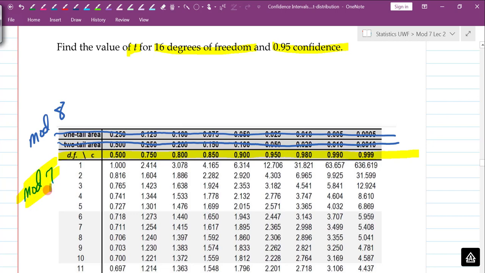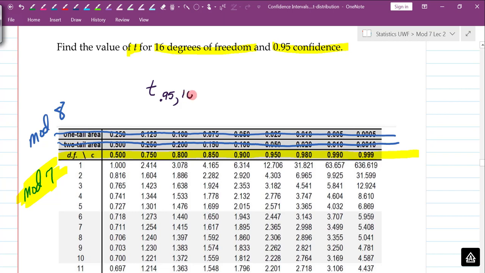So we have 3 rows. The top 2 rows you're going to learn about in mod 8, not tonight. For mod 7, for confidence intervals, this row right here is what we're going to be using. It says find the value of t for 16 degrees of freedom and 0.95 confidence coefficient. So we're going to put 0.95, a comma, and 16. That's how we write this.